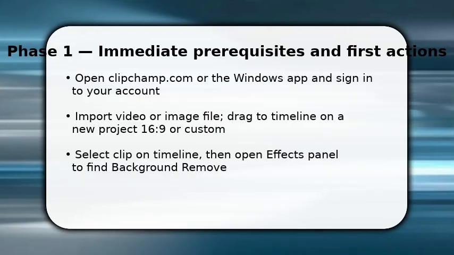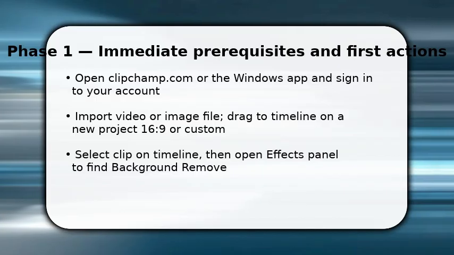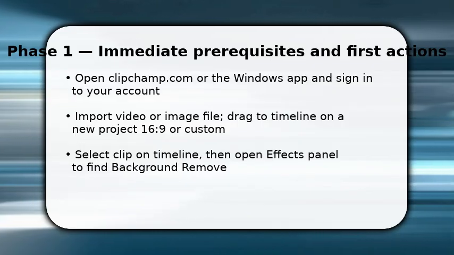You start by opening ClipChamp and importing the clip you will edit. Select the clip on the timeline so controls become available. Once the clip is active, open the Effects panel and locate Background Remove. This applies the automatic mask.